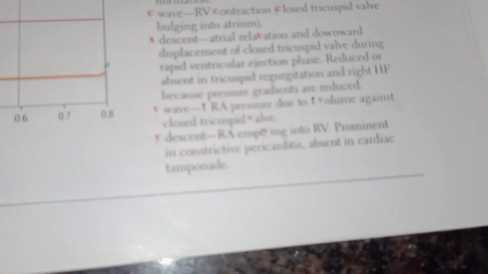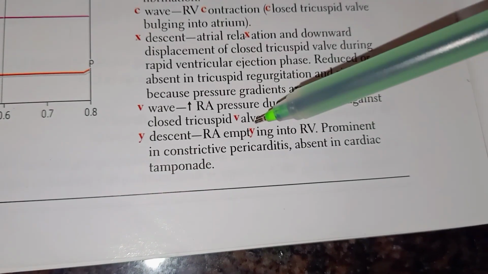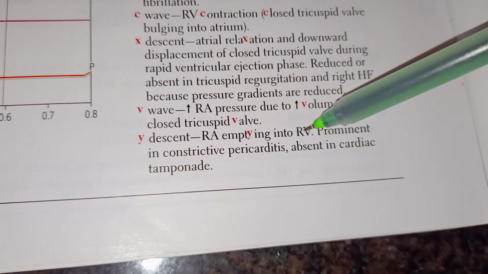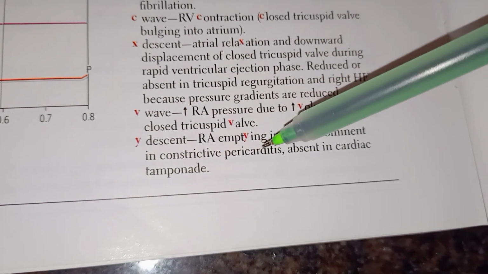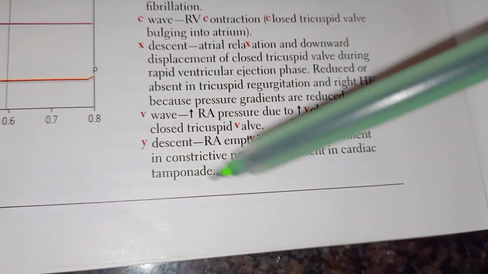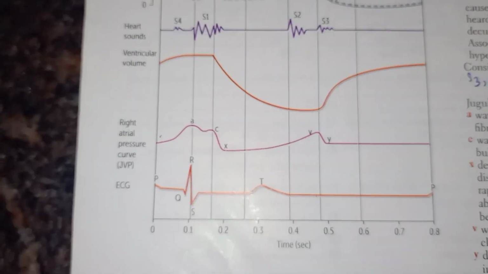So that is an important point you can see here. The emptying is into our right ventricle. It is prominent in constrictive pericarditis, but it is absent in cardiac tamponade. So once again, let us revise this JVP. Very easy if you remember.